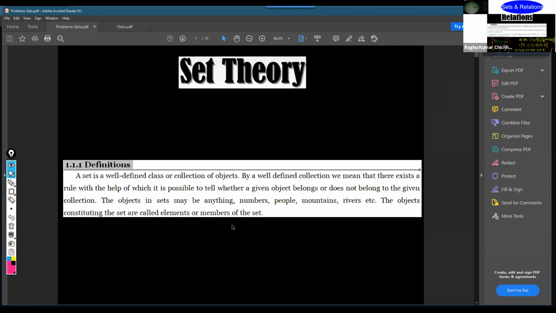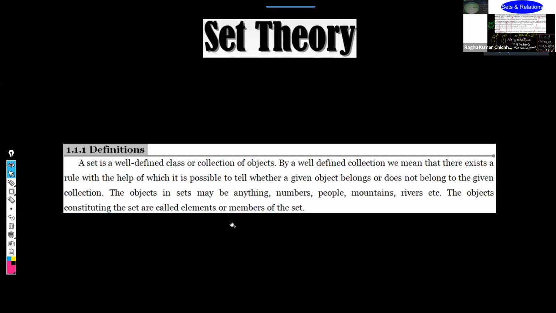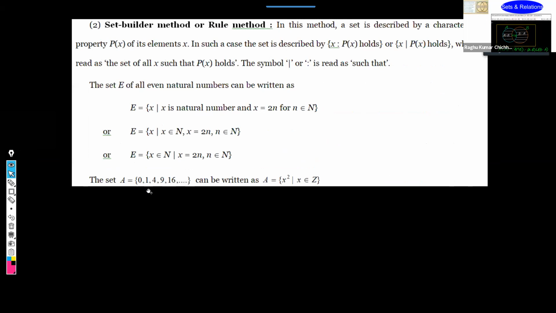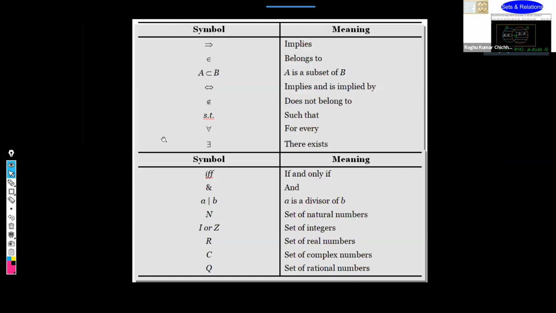Now this is a content I used to explain the objectives, and this is the definition of the set. Of course, I'll show you the different notations now. This is the roster method, the listing method, and this is the set builder form or rule method. Now these are the symbols.